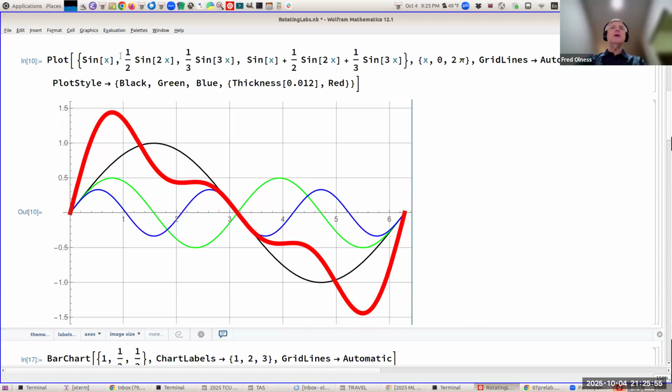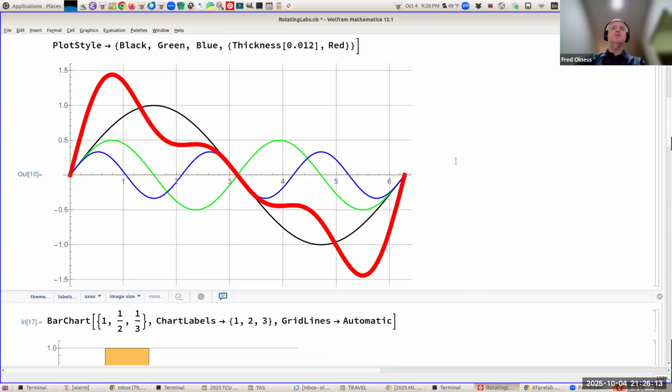And the key here is that for the first frequency I use 100%, the second frequency I use 50%, and the third I use 1/3. And so this is what we call the time domain graph. This is the amplitude as a function of time.